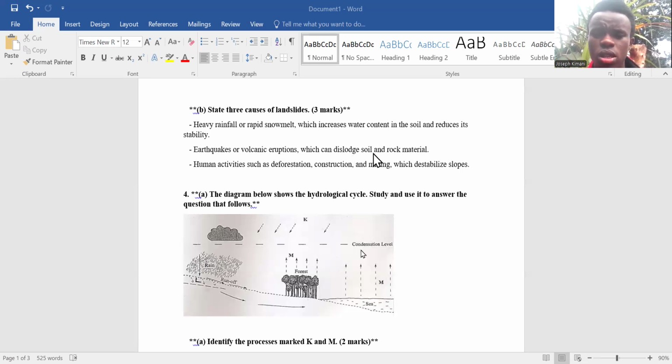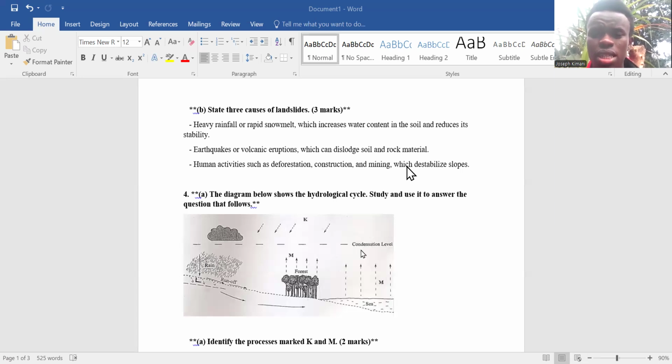They will dislodge soil and rock materials. Whenever there are earthquakes, the soil will be destabilized. After being destabilized, there will be no other option but to move down slope as well. Now, we as human beings can also cause landslides. How? Deforestation, construction, and mining.